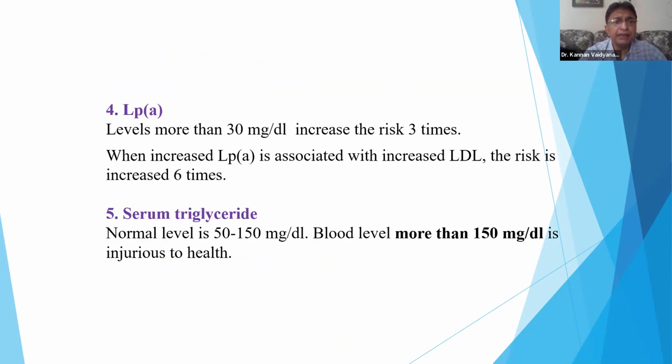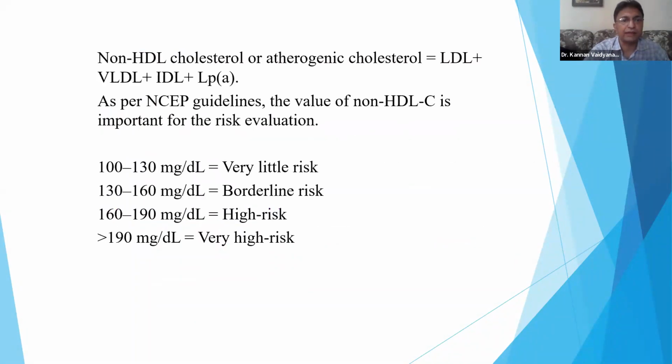Lipoprotein A, LPA, levels more than 30 milligram per deciliter increase the risk 3 times. And when the increased LPA is associated with increased LDL, the risk is increased 6 times. And serum triglycerides, again for a normal person, are about 50 to 150, and above 150 milligram is supposed to be a risk factor.